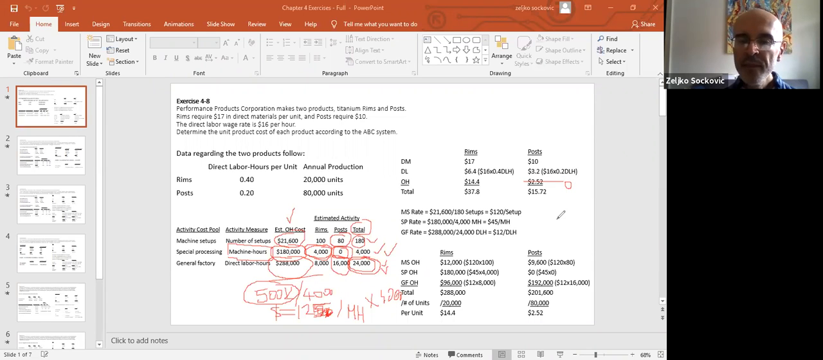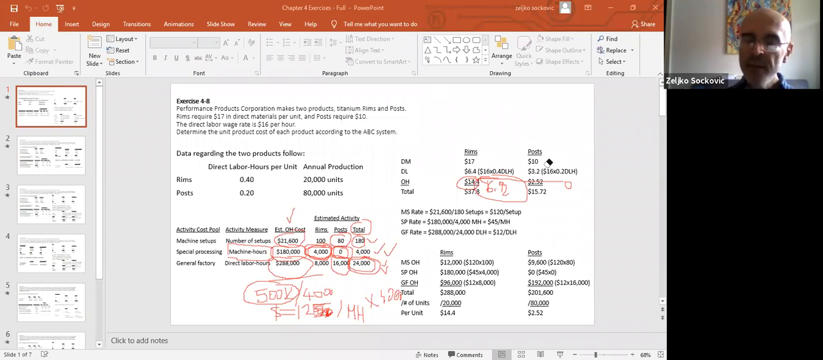You understand this? You would have zero because you applied nothing to the post, because you applied everything to the rims. And these 252 would transfer in full to these 14.4. So now the rims would be what? 16.92, right? The total. So the rims would then be 69.2 in overhead. And that would be, as somebody said, overcosting rims.